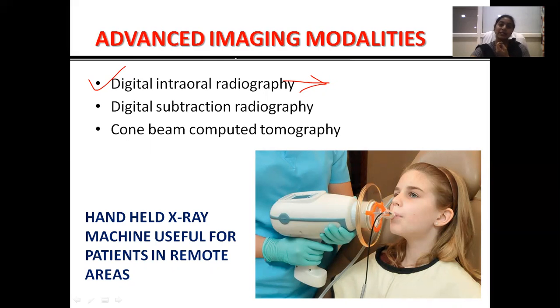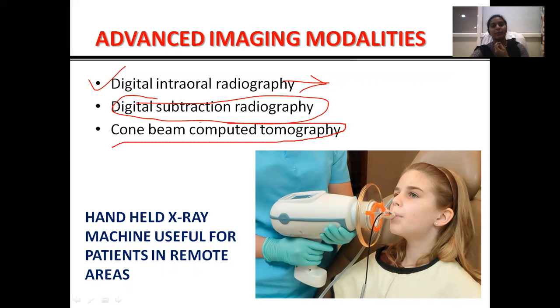Okay, and this digital intraoral radiography helps us in saving the images. We can even print the images. It will help us in tele-diagnosis. Okay, the next one is digital subtraction radiography, that is the DSR. We'll talk about it later. Next one is cone beam computed tomography.